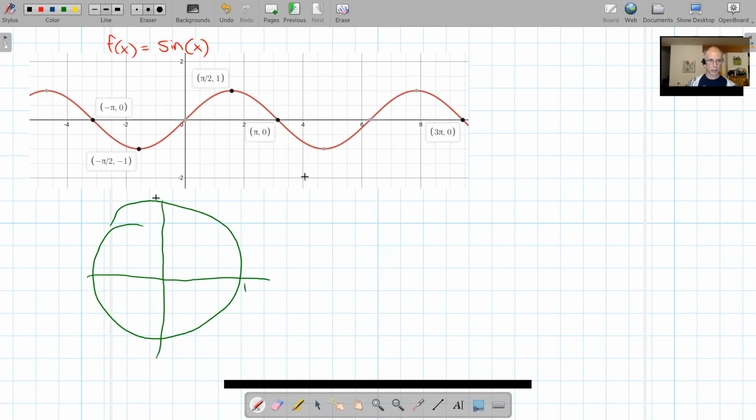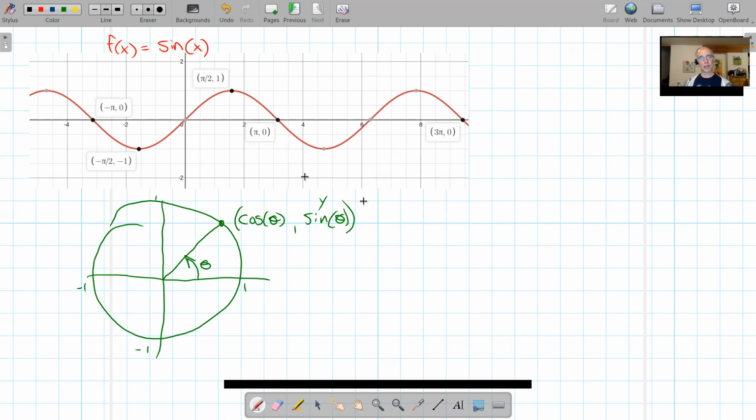1, 1, -1, -1. And if I know an angle from the positive x-axis, let's call that theta, then this point right here, the x value of that point is the cosine of theta, and the y value of that point is the sine of theta. And so for any angle theta I plug in, the y value of the point on the unit circle is where the sine comes from.